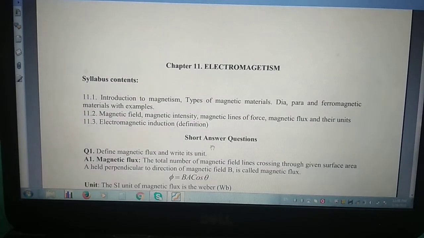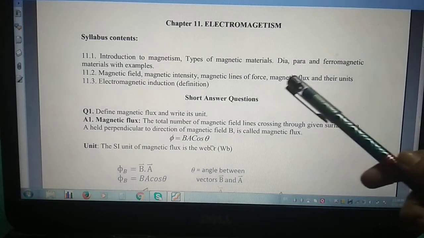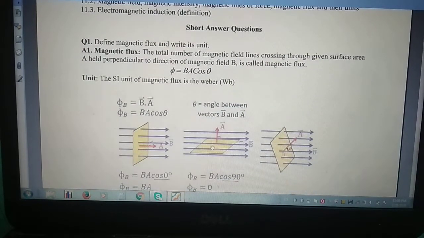So I'm going to start here with chapter 11, electromagnetism. The syllabus contents specific to the Haryana State Board of Technical Education Department are mentioned over here: introduction of magnetism, types of magnetic materials, pair of ferromagnetic materials with examples, magnetic field, magnetic intensity, magnetic lines of force, magnetic flux and their units, and finally electromagnetic induction, which includes definition only and not the detailed explanation. So let us start with the short answer type questions.